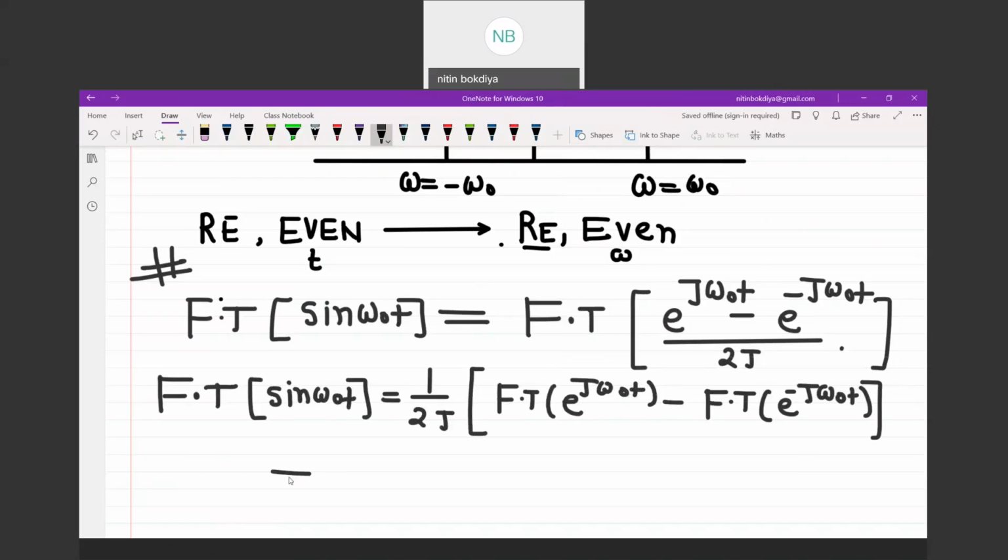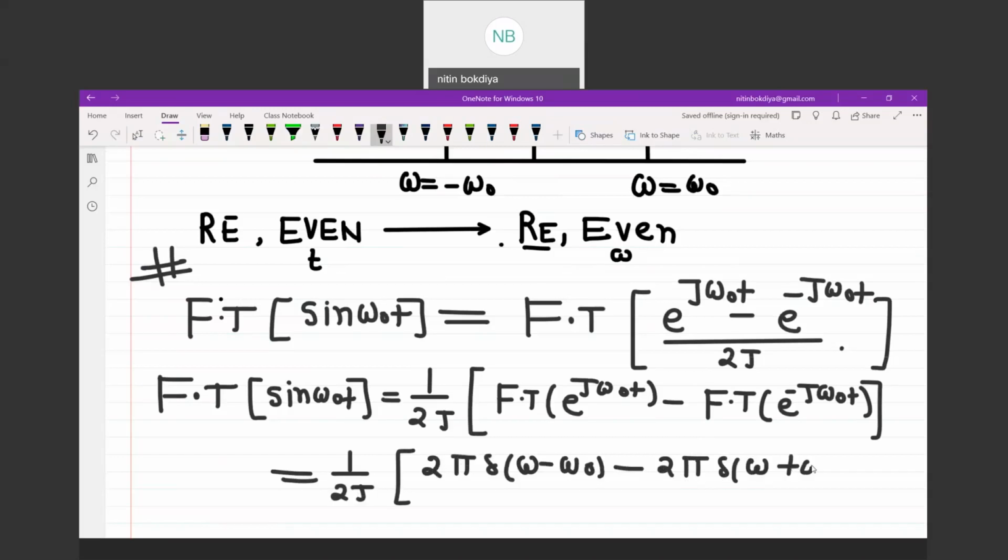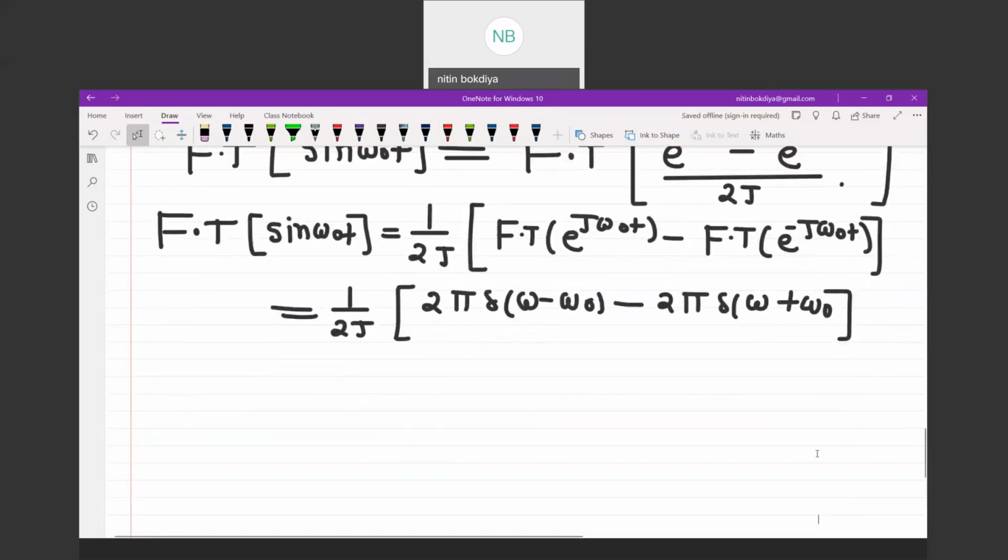Now we can say this is 1 by 2 iota times 2 pi del of omega minus omega naught minus 2 pi del of omega plus omega naught. We have used the frequency shifting property. And if I use the frequency shifting property, the Fourier transform will be this.